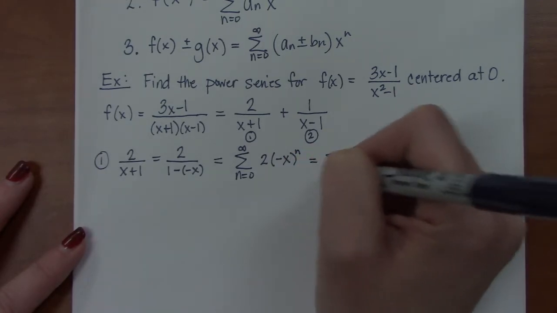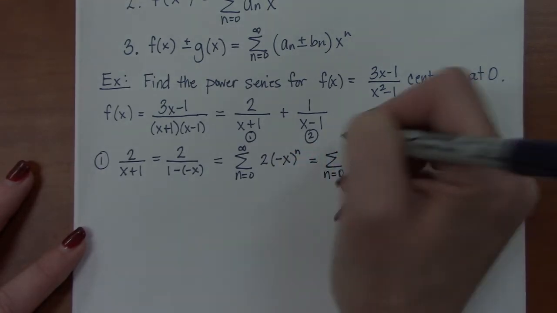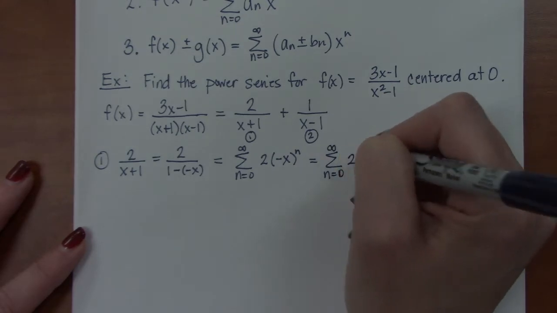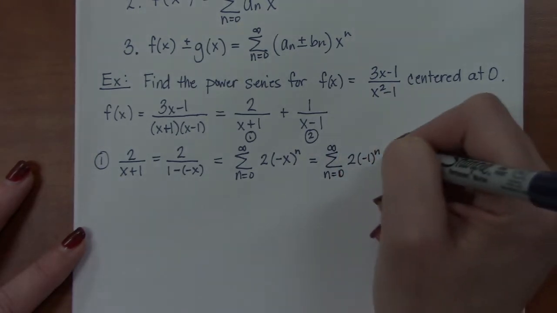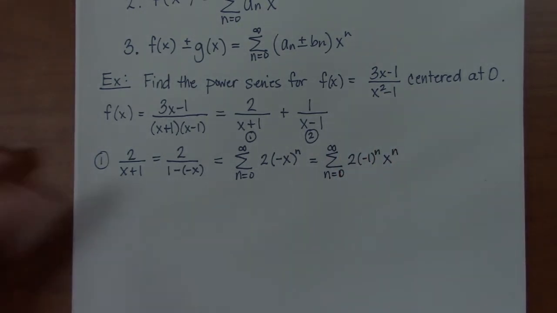Ideally, we'd probably take that one step further and write it as 2 times negative 1 to the n, x to the n. And the reason I want to factor the negative out is because I know I'm going to have to combine this with another geometric series. And if I just have it written as x to the n, it's going to be easier for me to factor that out. I don't want to deal with a negative sign.